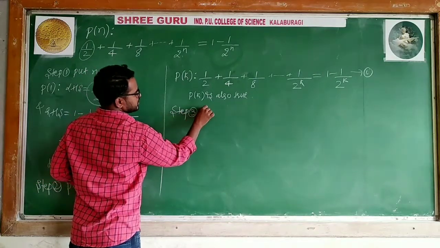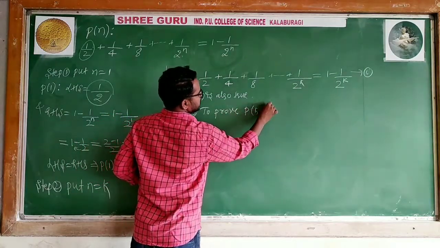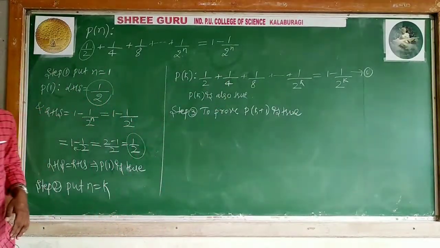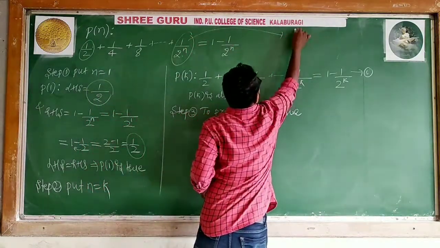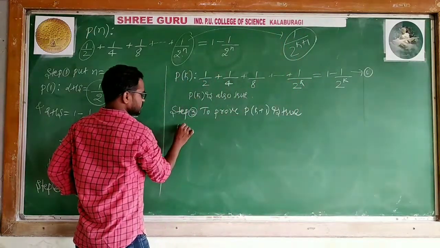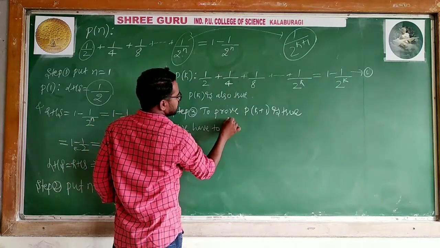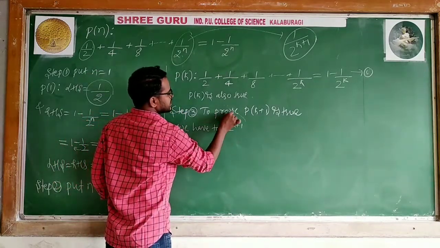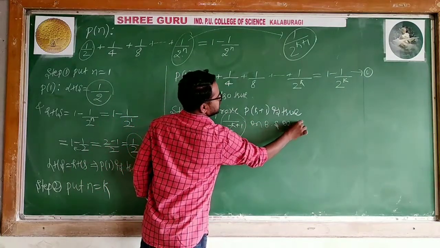Step 3. To prove P of k plus 1 is true, what do we have to add? The k plus 1 term means what we have to add? This term. What we have to add is 1 divided by 2 to the power k plus 1, on both sides of equation 1.